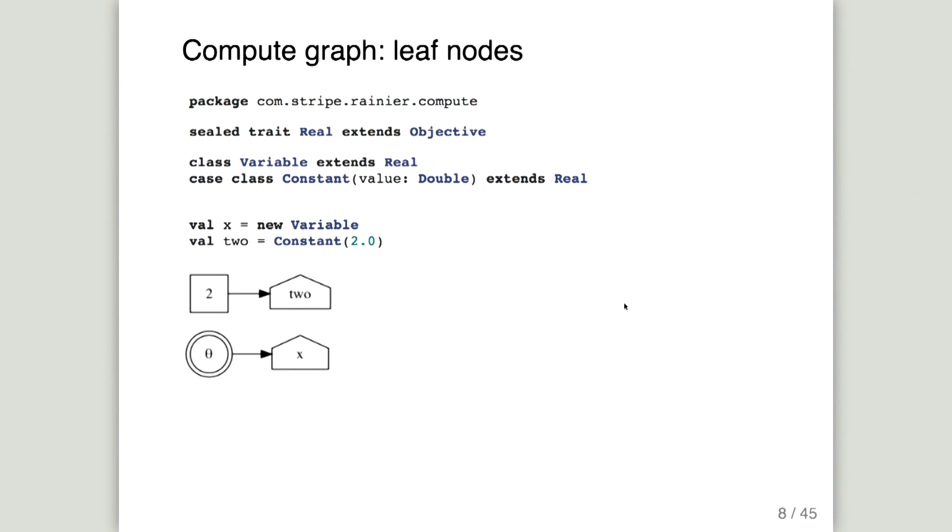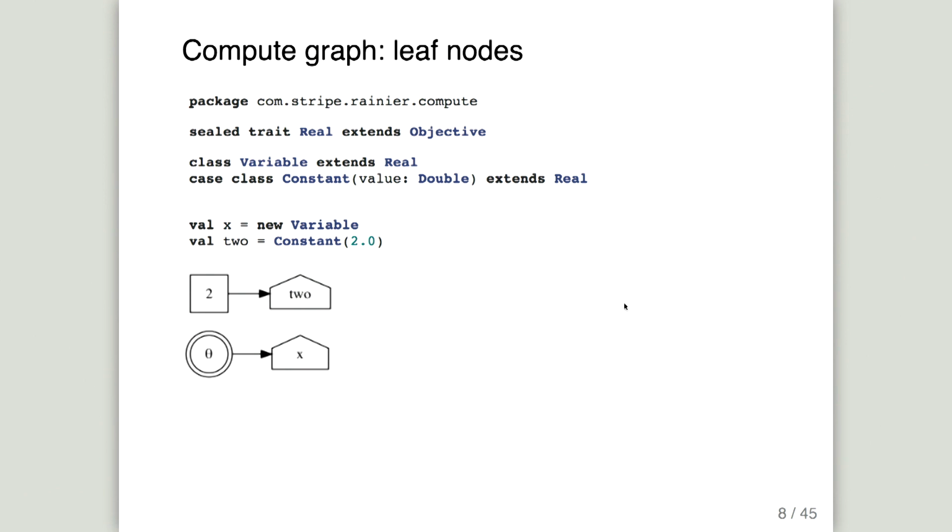Unsurprisingly, we use a Scala ADT for this. So we've got a sealed trait, which we call Real, because these are all functions. They're real valued functions from some parameter vector of unknown width to a single real value, okay? And there's a little ambiguity when you're working in these. They feel like you're actually working with values, but they're not. They're functions, right? And the two types of leaf nodes are variable, right? We don't know the value of this, or constant. We do know the value of this.